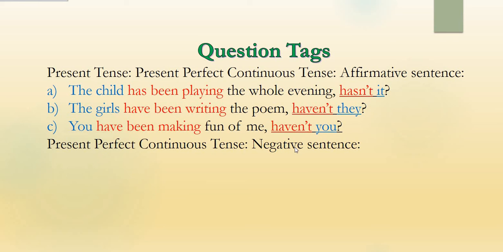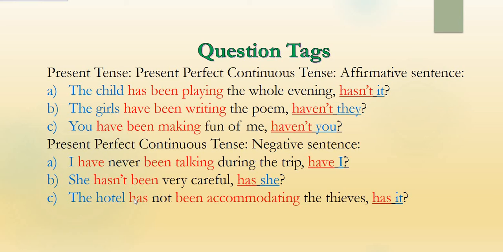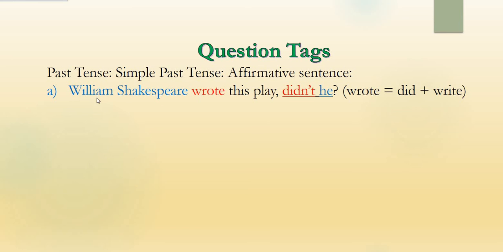Present perfect continuous tense, negative form. I have never been talking during the trip. So you have to keep only have I. She hasn't been very careful. Has she? Remove not. The hotel has not been accommodating the thieves. Omit not. Has it? Because hotel is a neuter. It is a place. Now we'll come to the past tenses, simple past tense, affirmative sentences.